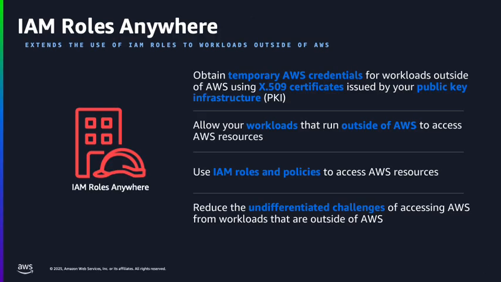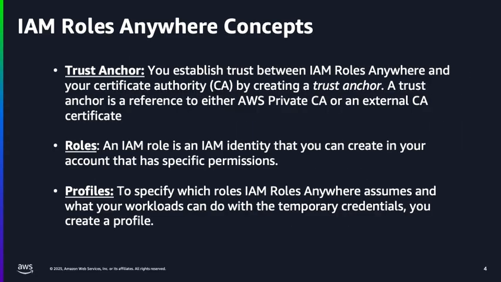So for those of you who are not familiar, IAM Roles Anywhere is a service that allows you to get temporary AWS credentials using X509 certificates that are issued by your public key infrastructure. This can be for workloads running both on AWS or in an on-premises or multi-cloud environment. This enables your workloads that run outside of AWS to access resources using temporary credentials, eliminating the need for long-term access keys. Now, before we talk about certificate attribute mapping, let's review a few key IAM Roles Anywhere concepts.